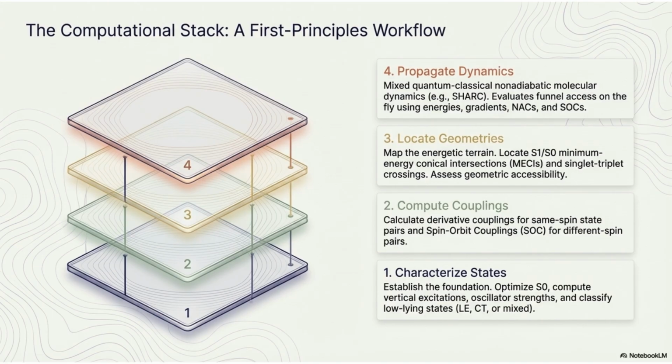The computational stack outlines a four-step first principles workflow. First, characterize states. Second, compute couplings, including derivative and spin-orbit couplings. Third, locate geometries like conical intersections. Finally, propagate dynamics using mixed quantum classical methods to evaluate the funnel access.